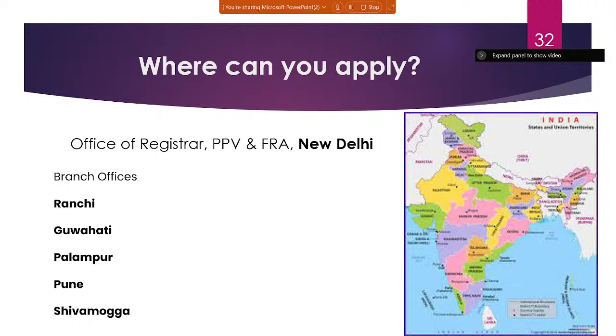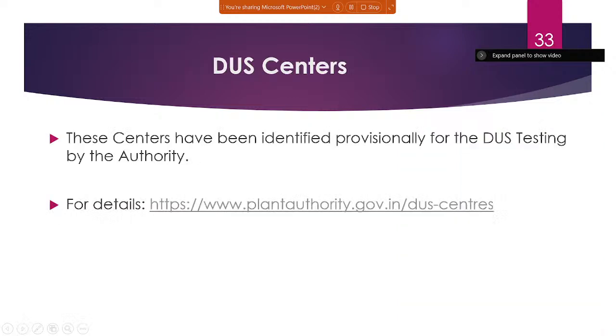Office of Registrar, PPV means Protection of Plant Variety, FRA means Farmers' Rights Act. So there is the Office of Registrar under this act that is situated in New Delhi. Then we have branch offices in Ranchi, Guwahati, Palampur, Pune, and Shivamogga. So these are the offices, and this is the head office, to apply for that IP.